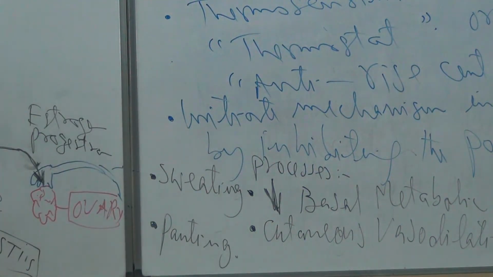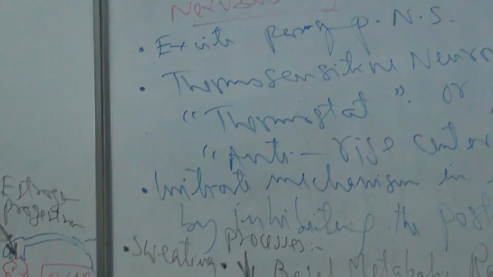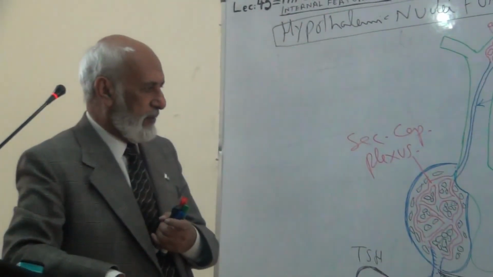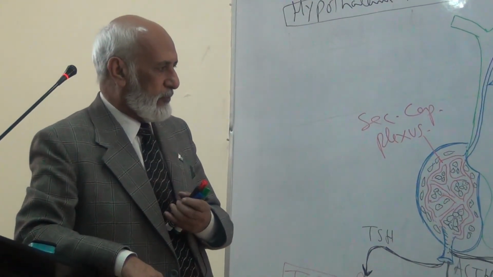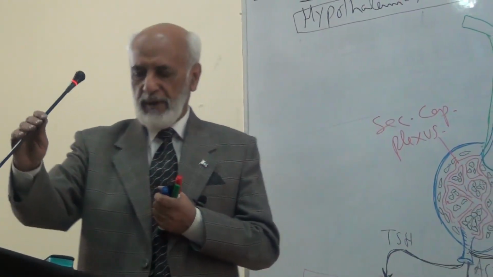So these are the processes involved in this mechanism to lower the body temperature, especially in fever, etc. So it lowers the basal metabolic rate of the body and causes cutaneous vasodilatation, sweating, and panting.